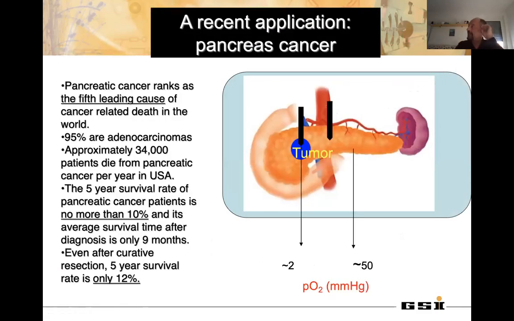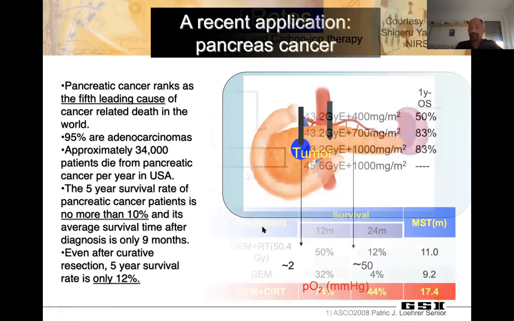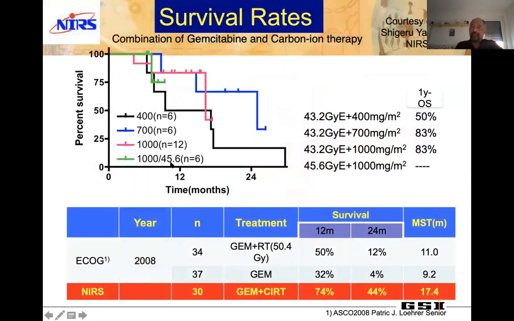An interesting application is certainly pancreas, because pancreas, being hypoxic, is particularly interesting for heavy ion therapy. And pancreas, as you have seen in the statistics of the cancer, is a very lethal tumor. One of the reasons it's so lethal is actually that it's so hypoxic. And the results in Japan here are very interesting. You see the results of a combination of carbon ions and gemcitabine, which is a chemotherapy agent.